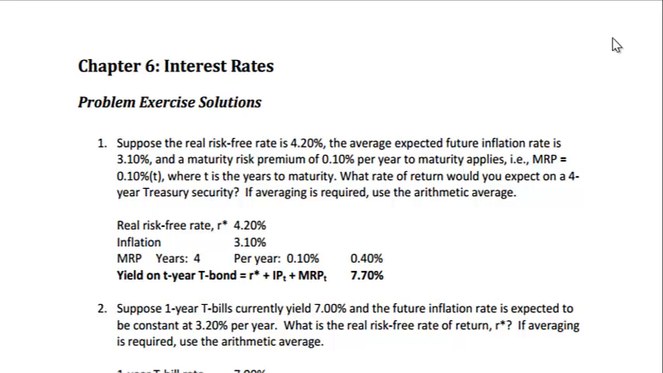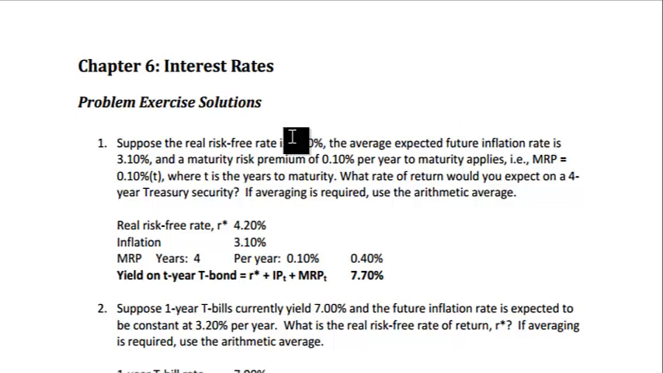Hello. This video is on Chapter 6, Interest Rates. This is the problem exercise solution, and we're going to look at, first of all, problem number 1. In problem number 1, what we're doing is looking at the factors of interest rates, or the components of interest rates. It's a relatively straightforward example, but most of the examples on this topic will be similar.